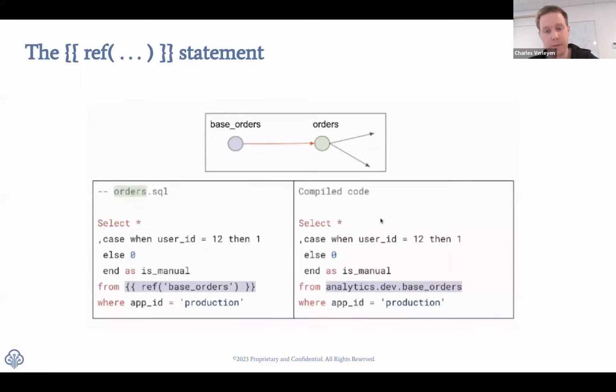I can see here on the right that DBT has compiled the code and, instead of ref base orders, it has put the good ID of the table, without me having to tell DBT what the project or the data set of the table ID was. DBT knows because it has the context about all your models, and it knows exactly how to translate that.